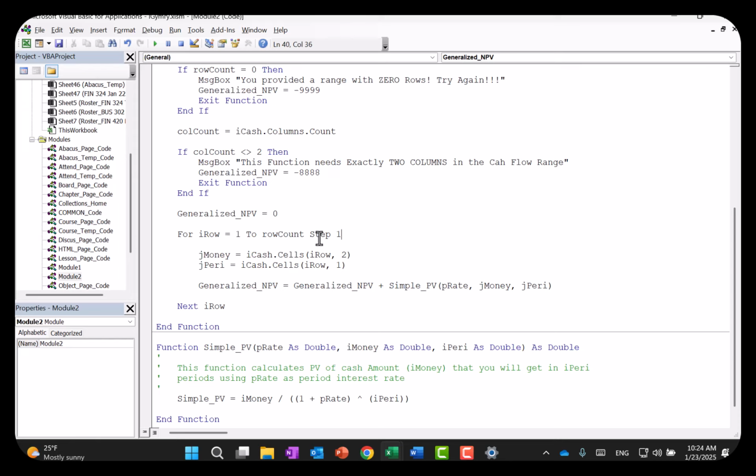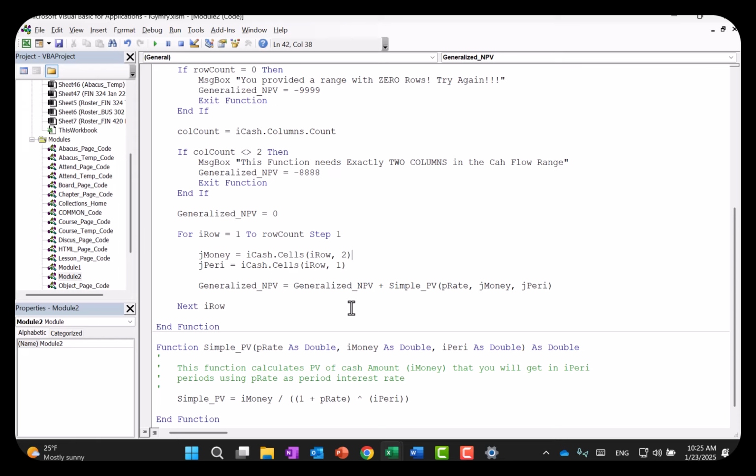But suppose you were going to do it only for every other one. Then you would say step 2. Or if you want to go back, sometimes you start from the end of the list and come to the beginning. Then you start with row count, 1, step minus 1. Okay? So it's very flexible. This is completely unnecessary if the step is actually 1, but I'm going to leave it there just for the hell of it. Next time, IRO is going to be 2 because its steps are 1.